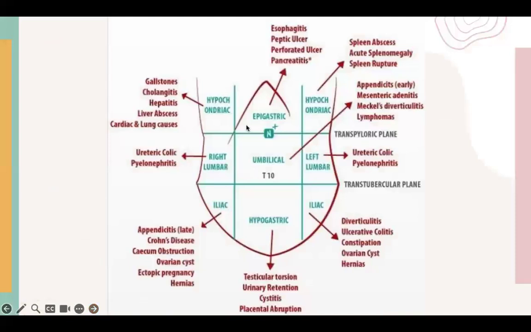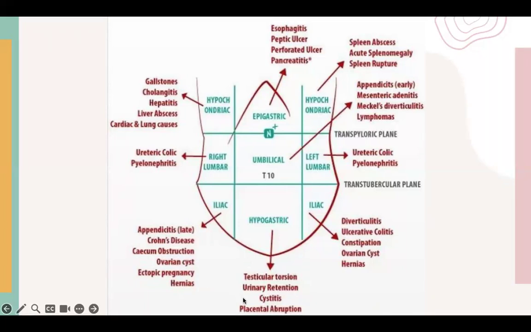This is the history, very important. So here, as we have seen earlier, how onset can give you the clue, similarly the location also gives you the clue. Like right hypochondrium: gallstone, cholangitis, hepatitis, liver abscess, and cardiac and lung causes. Right lumbar can be ureteric colic, pyelonephritis. Right iliac can be appendicitis, Crohn's disease, cecum obstruction, ovarian cyst, ectopic pregnancy, hernias.